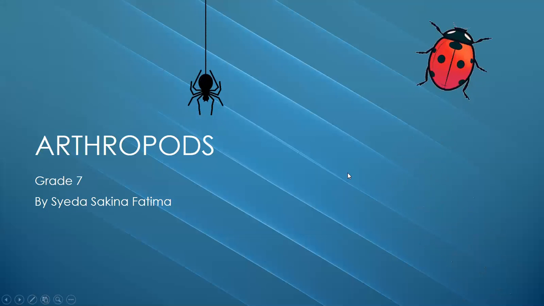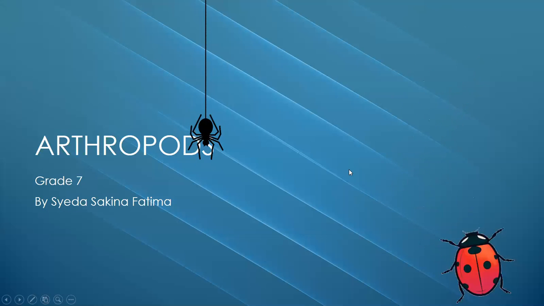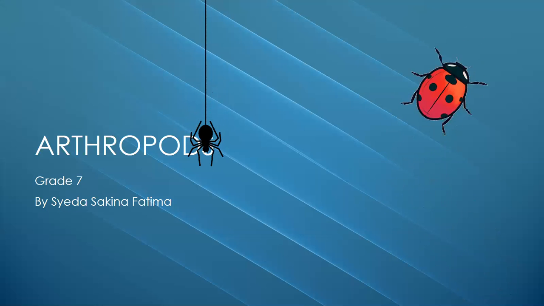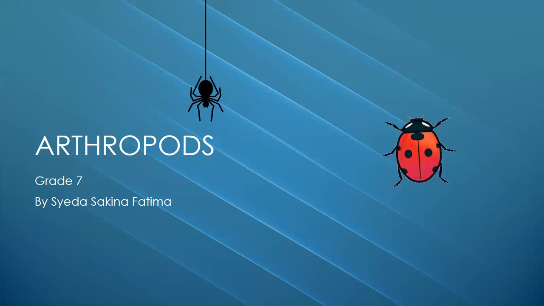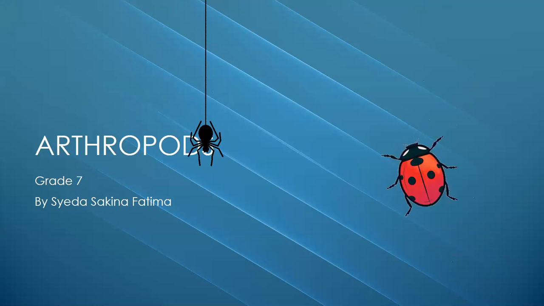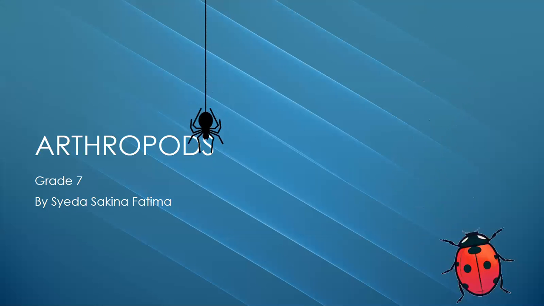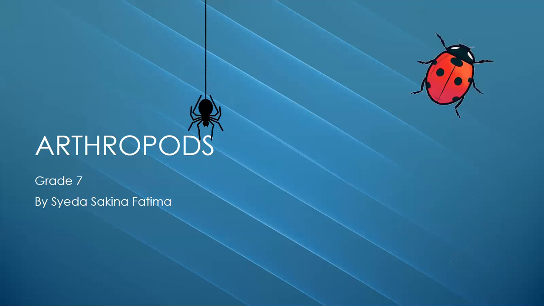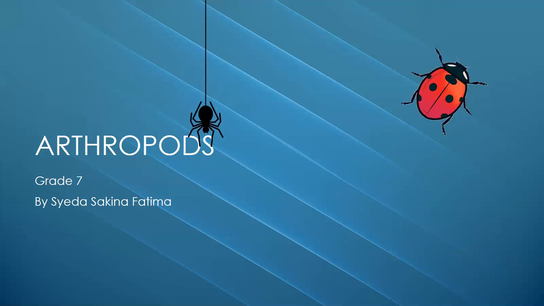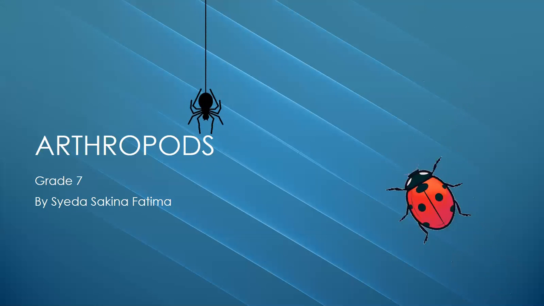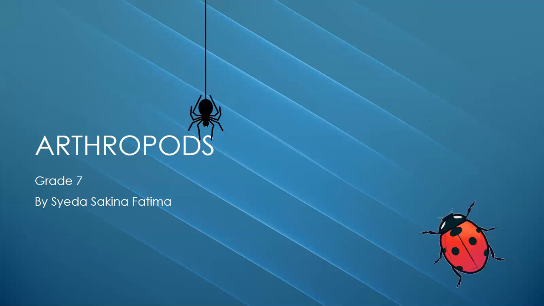Let's start with arthropods. I can say 90% of Earth is covered with these arthropods. So they are the largest group of organisms which you can find on the face of Earth. So how are these different? We have seen in the last part where I was discussing the arthropods.